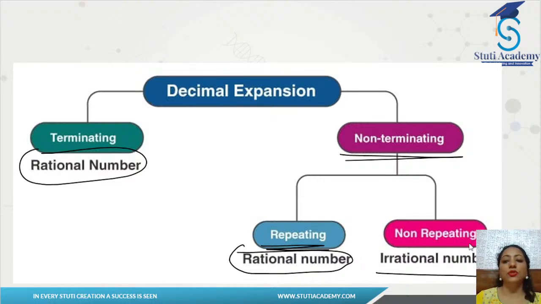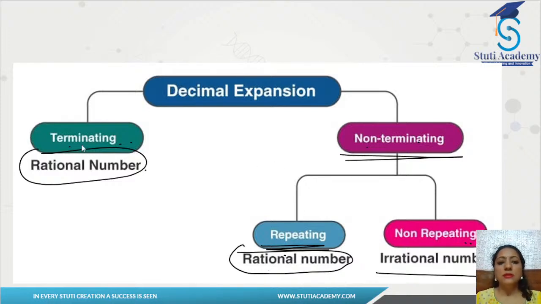Non-terminating, non-repeating means the decimal expansion is not ending. It is not even repeating. That means after a certain stage, the digits are not repeating themselves. We are randomly getting the digits here. So non-terminating, non-repeating decimal expansion is an irrational number. Terminating decimal expansion will give us a rational number. Non-terminating repeating decimal expansion will give us a rational number.